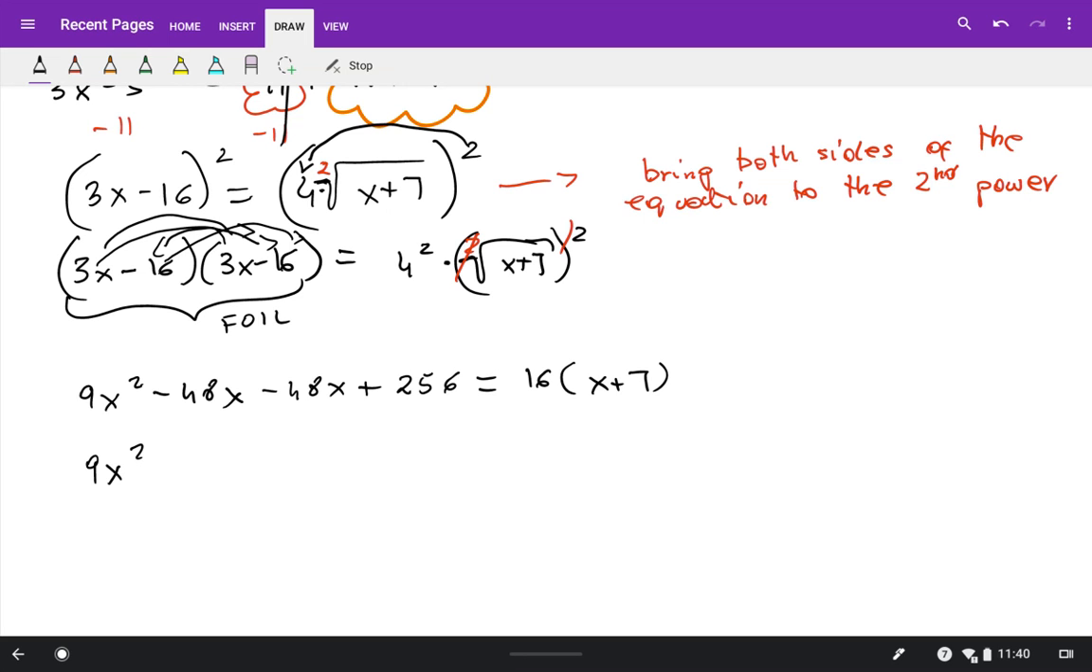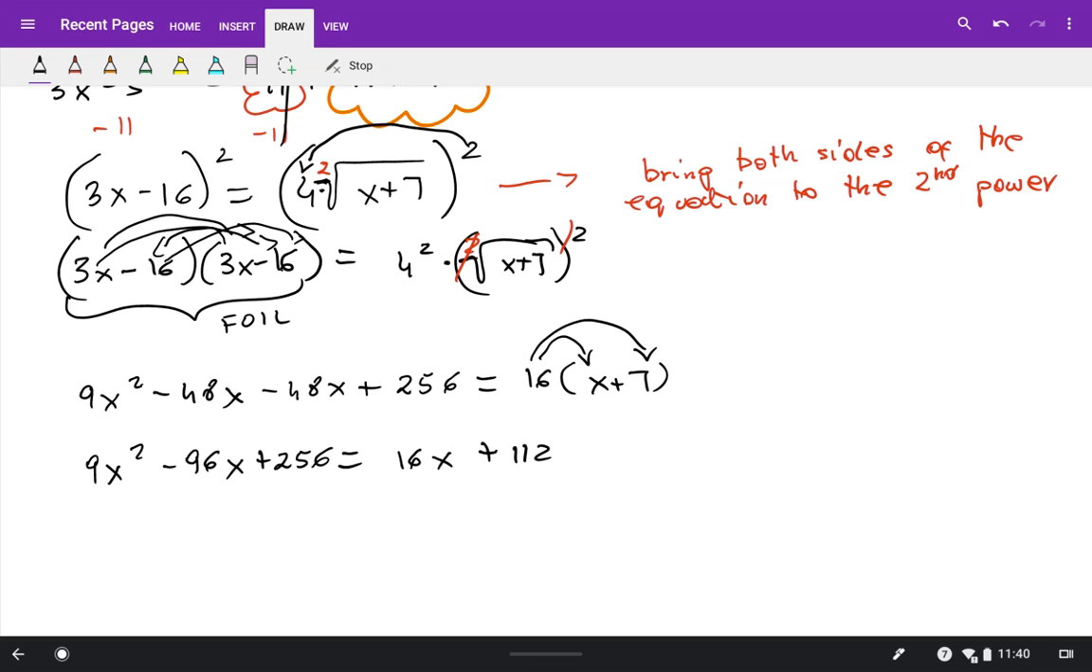That will give you negative 96x plus 256 equals, and distribute 16. So we have 16x plus 16 times 7, 112.